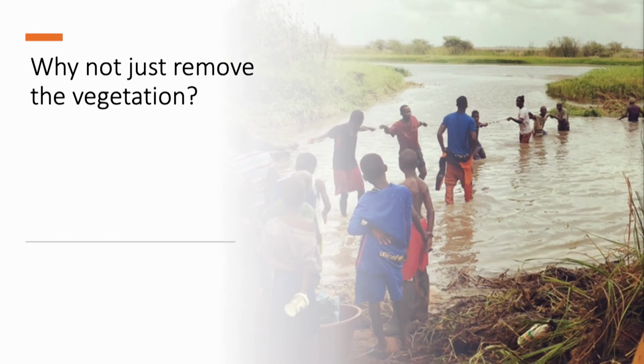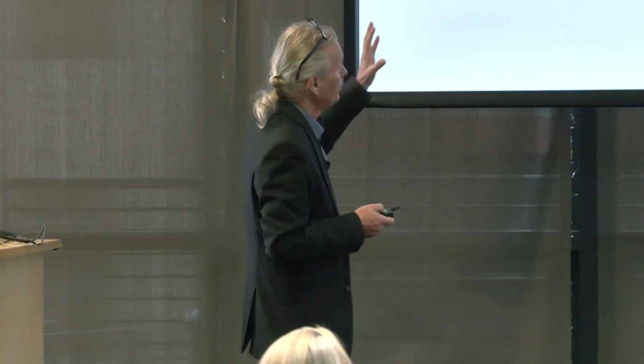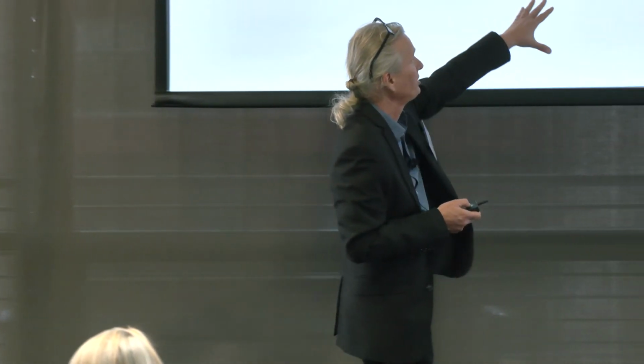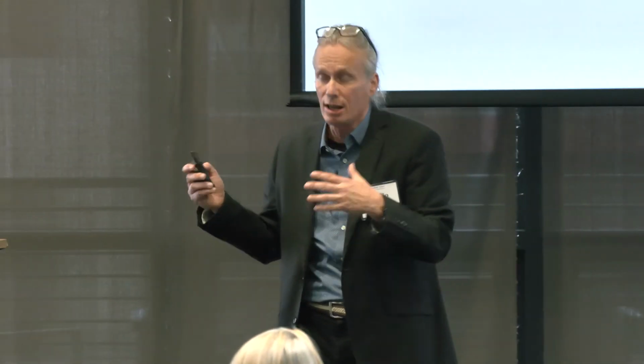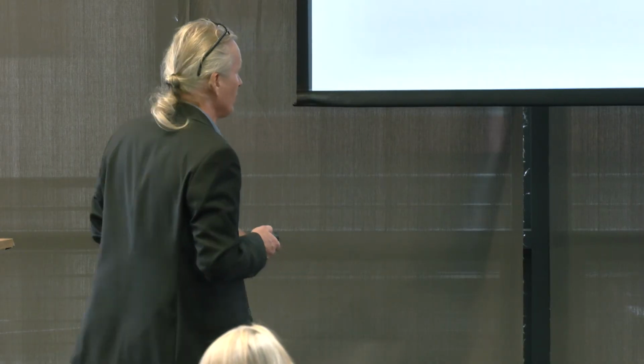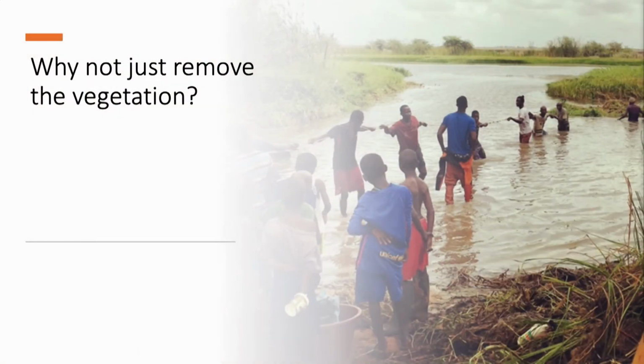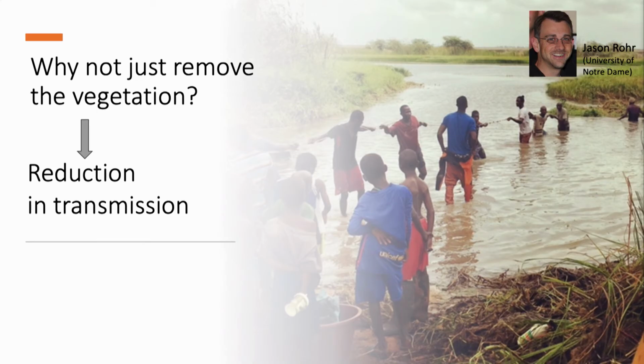Another alternative is, why not just remove the vegetation rather than trying to target with natural enemies, with predators. And these ideas have been investigated along with a colleague from the University of Notre Dame, Jason Rohr, and we have established an experiment in which large chunks of floating vegetation that is suitable habitat for the snails were removed from the water access point. And we show that indeed this has led to a reduction in transmission. Not too surprisingly to some extent, but very effectively.